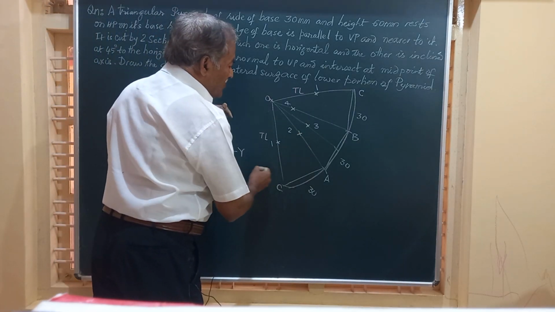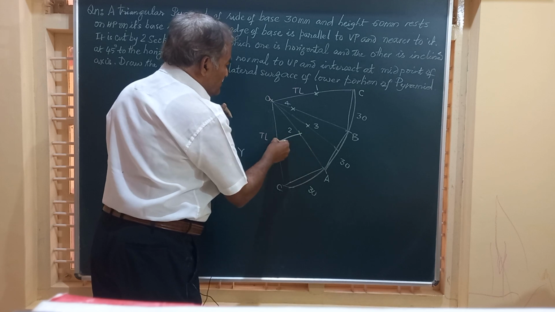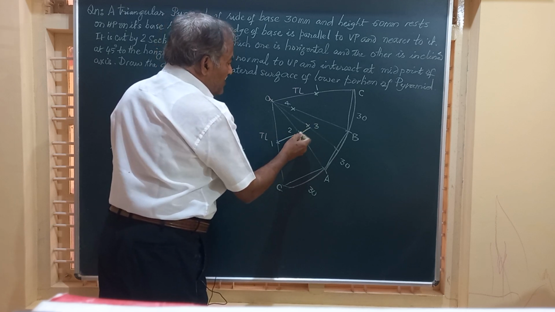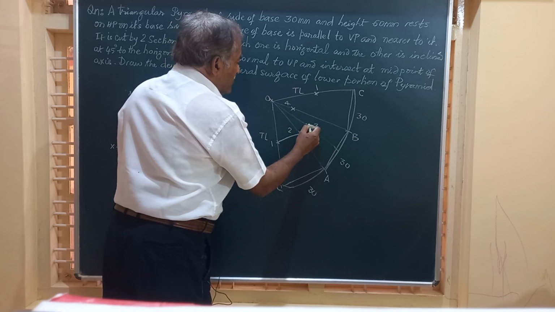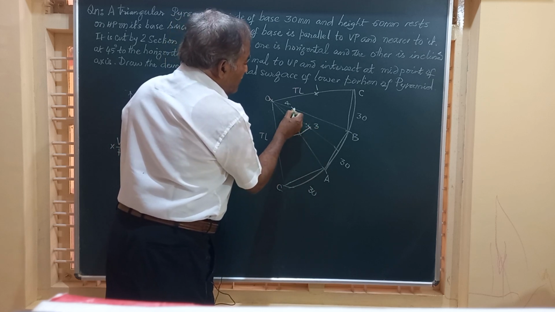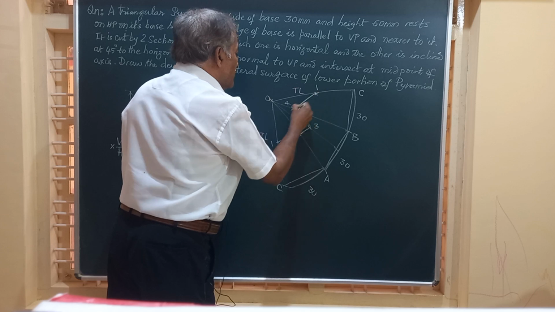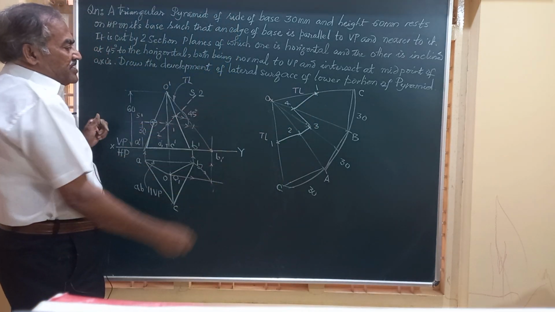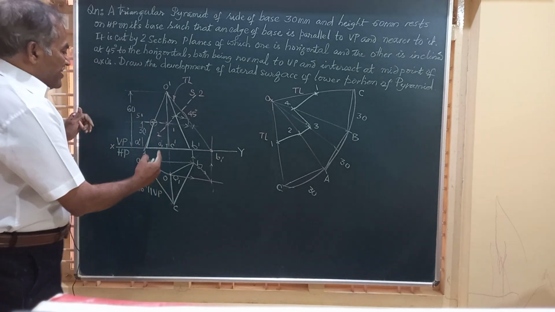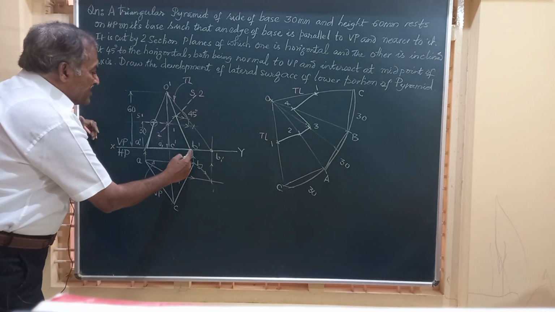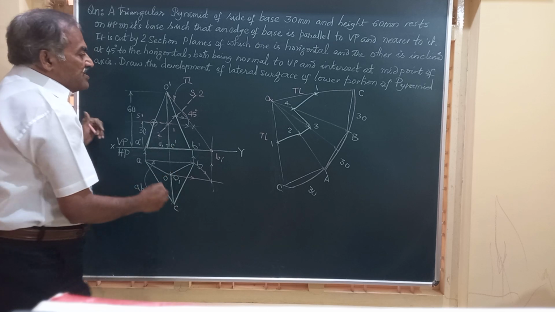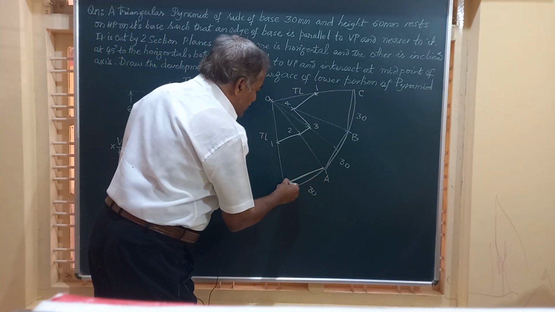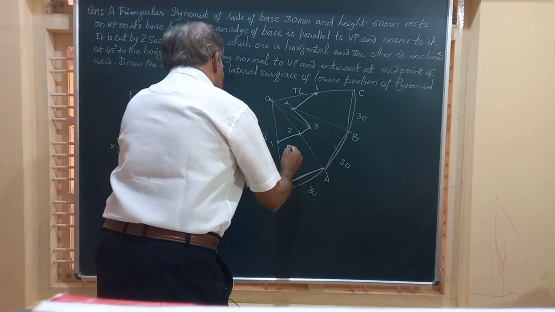So 1 to 2, 2 to 3, again it is same line only. 2 to 3, then 3 to 4, 4 to 1. So these are the points where the two section planes are cutting the solid. And you can observe the full base ABBCCA is intact, not touched by the section plane. Hence I am going to mark that by full line.